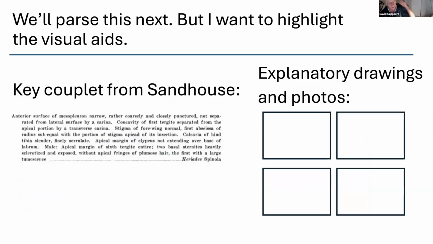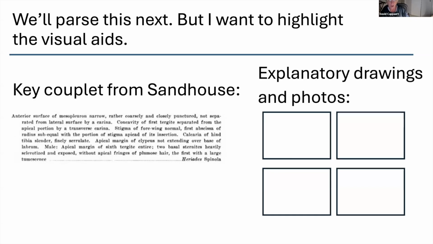And before I even talk about some of those terms, I'll tell you that in Sandhouse, 1939, that same couplet, here's the drawings and the photographs that accompany it on the right. They're not there. They don't have those. And if you're lucky enough that there is a figure from a 1930-something monograph, it's going to be a poor black and white Xerox. So you just don't have the pictures that we nowadays have.